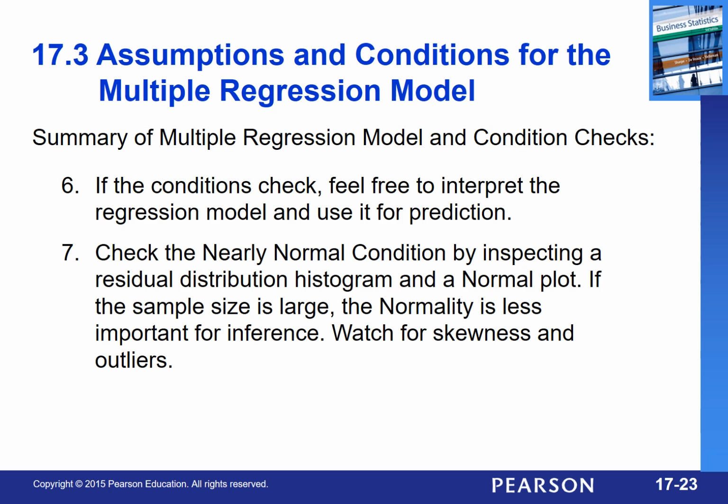And you should always check your nearly normal condition by looking at the normality plot, or normal plot as I called it on here. And if you have a sample size that's pretty large, remember you've got to watch out for skewness and outliers at the same time. But most of the time when you have something really outlying, we can just throw it out and it'll be okay. But be careful with that unless it absolutely should be present.